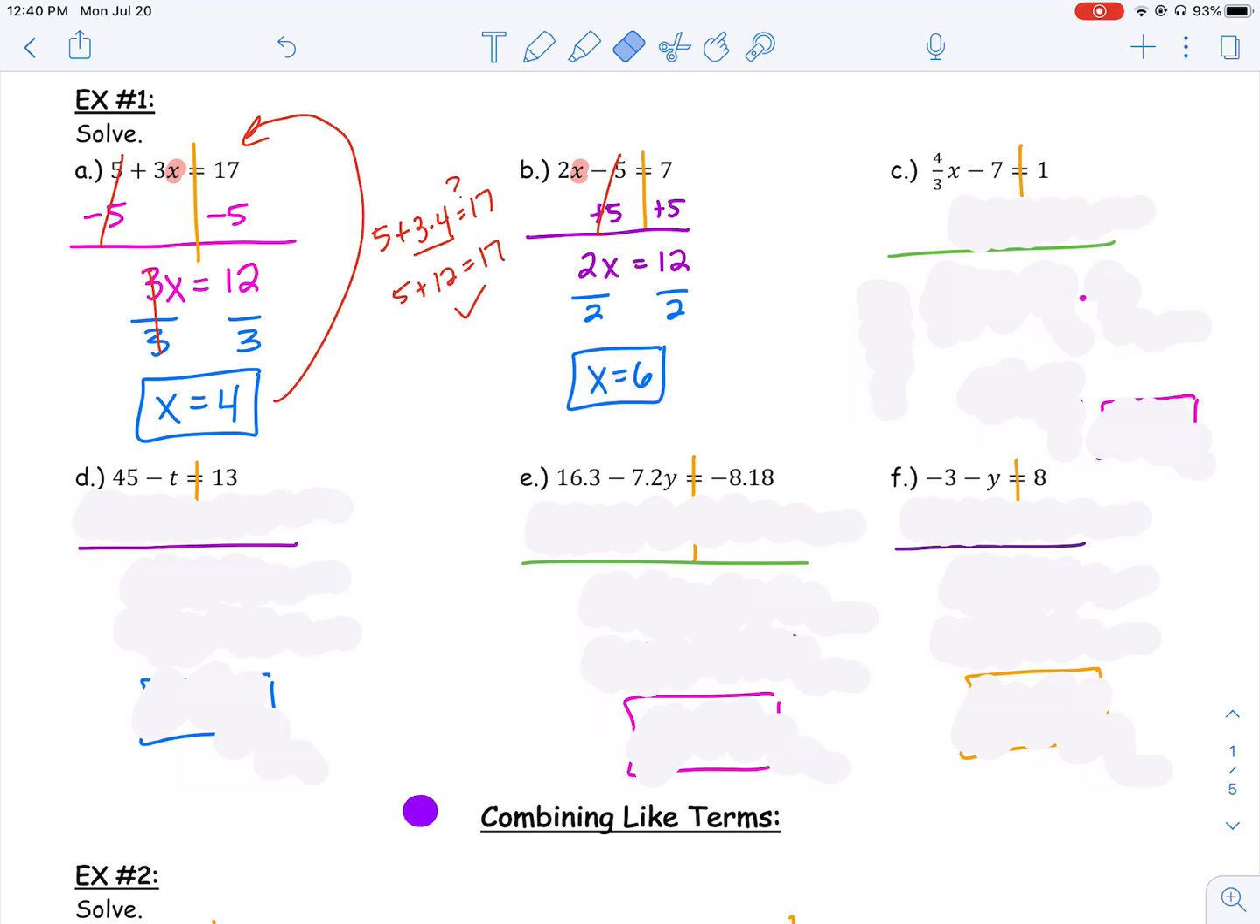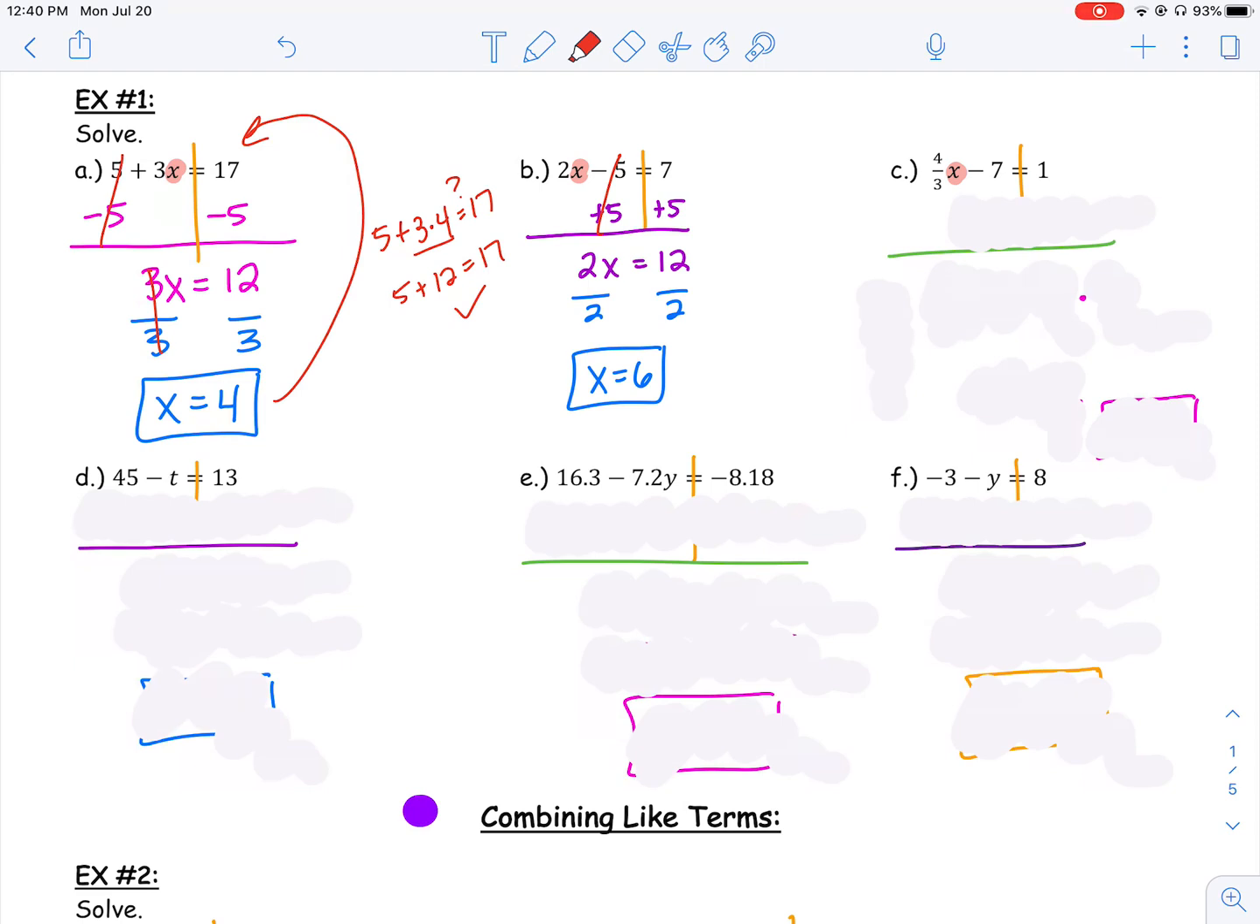So I end up with the solution x equals 6. Let's do another one. C says 4/3 x minus 7 equals 1. So there's my equal to sign. There's my variable. And I want to get all the numbers away from x. I have a 4/3 that's right next to it, and a minus 7 that's off to the side.